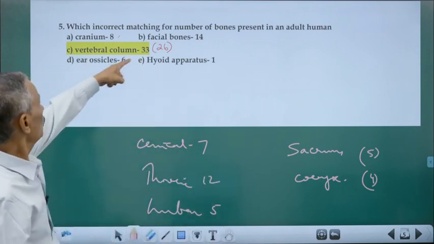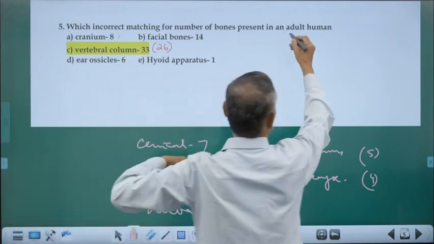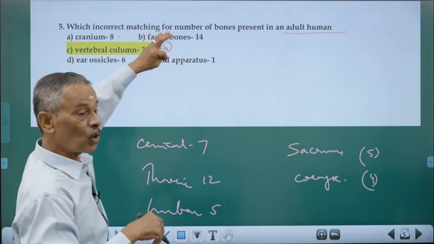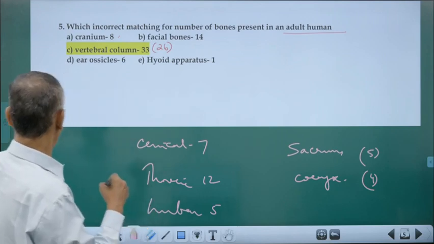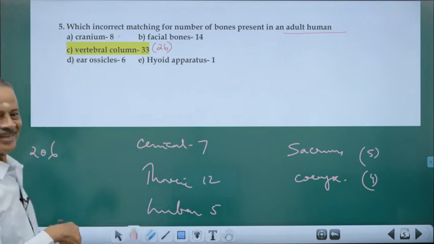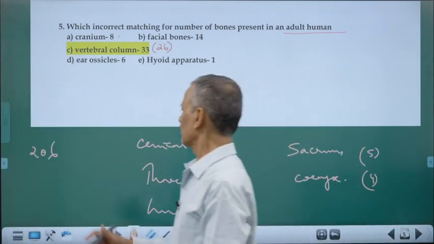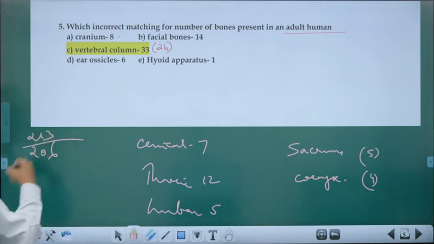Okay. So, it is not 33. It is in developing stages. In adult human, it is 26. That is why the total number of bones in the adult man is only 206. It is only 206, not as we calculated, 213.